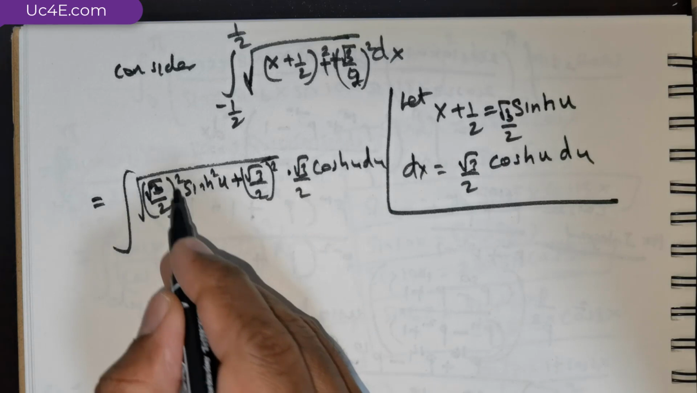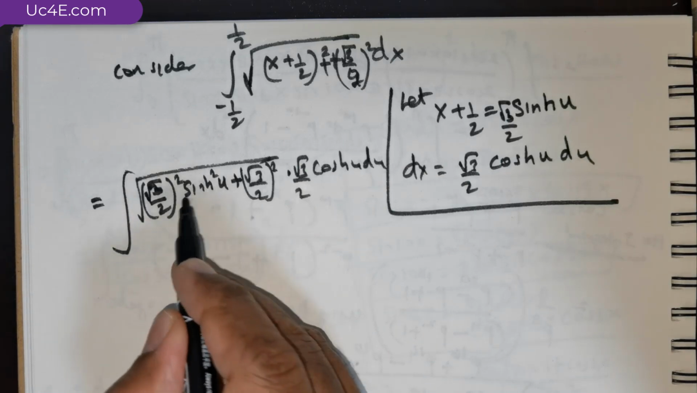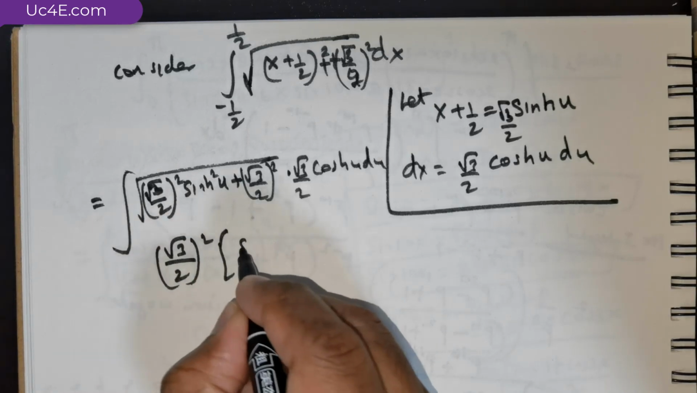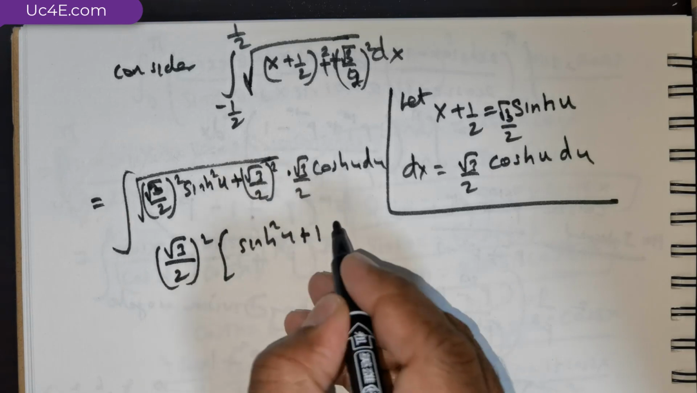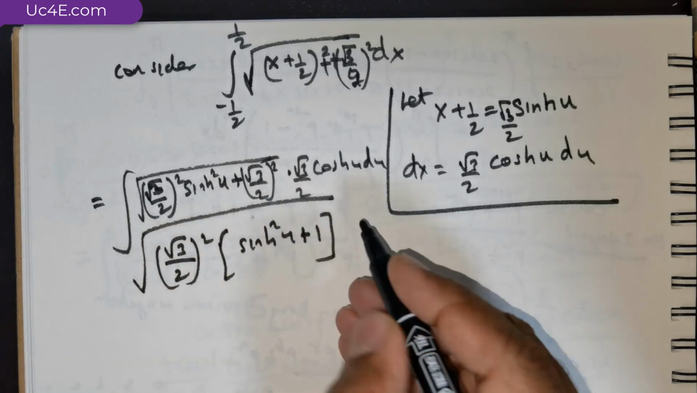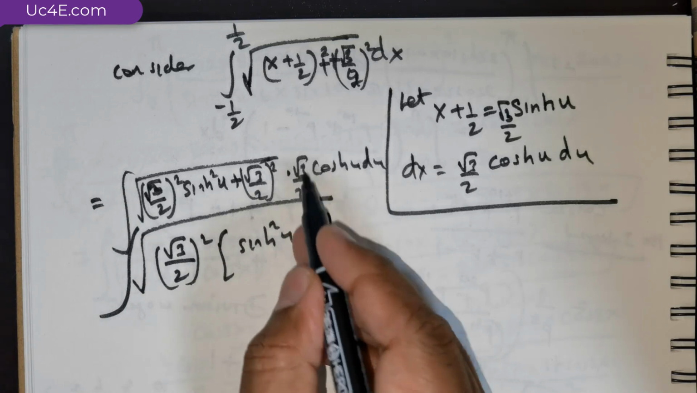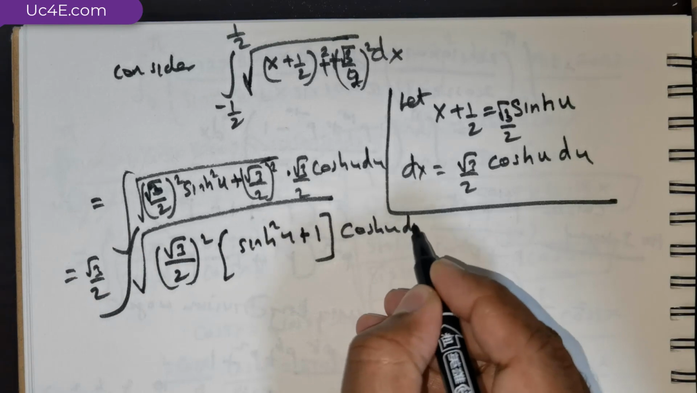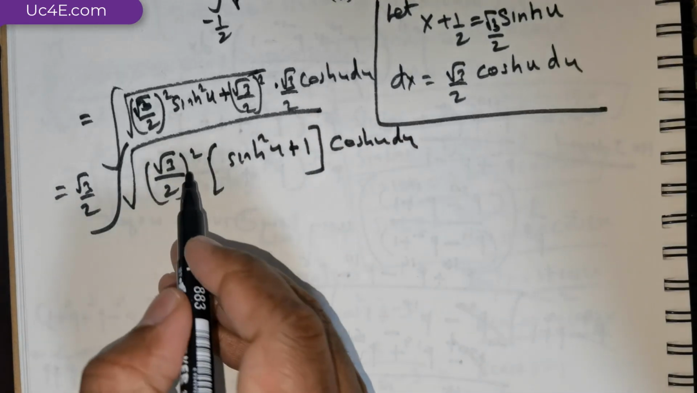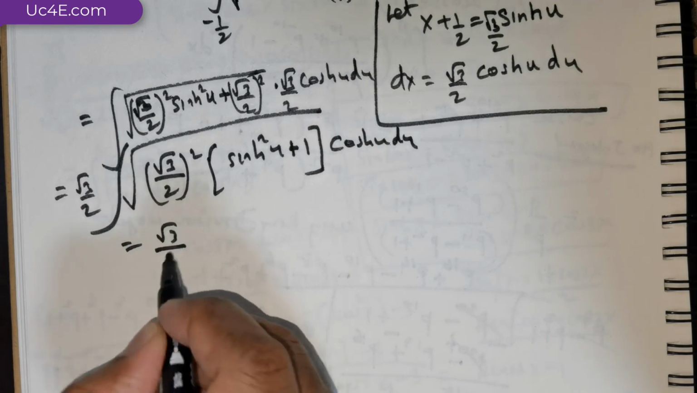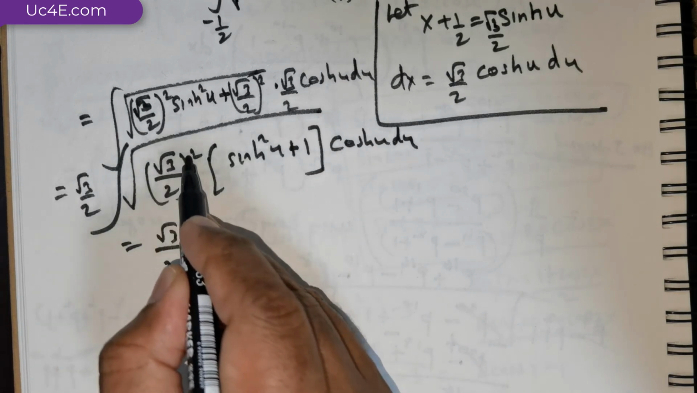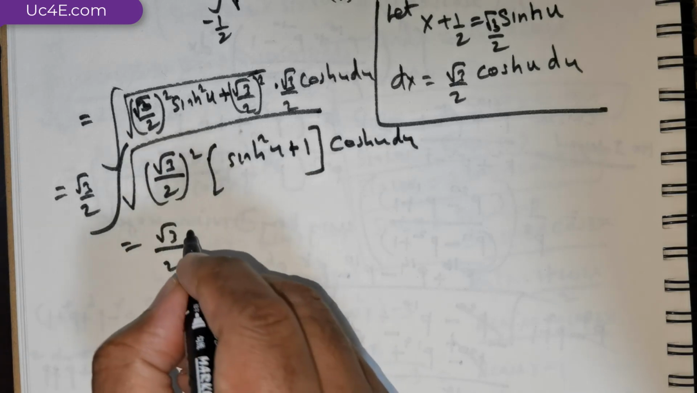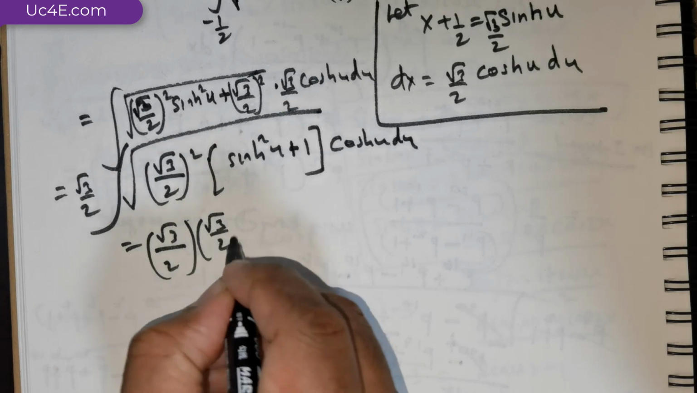Now root of 3 over 2 can be taken out. In fact it is a square. This can be taken out, root of 3 over 2 squared, and this is going to give me sinh squared u plus 1. The entire thing is under root, times this root of 3 over 2. I can take this out like this, and this is going to be cosh u du. Now if it comes out, this is going to be root of 3 over 2. The 2 and the radical sign will get neutralized, the square would get neutralized, so this is going to be root of 3 over 2.